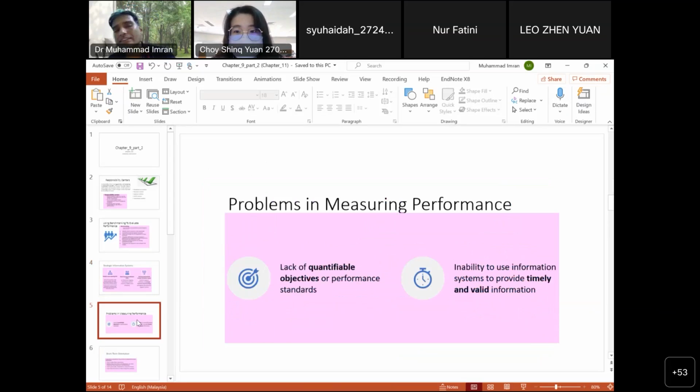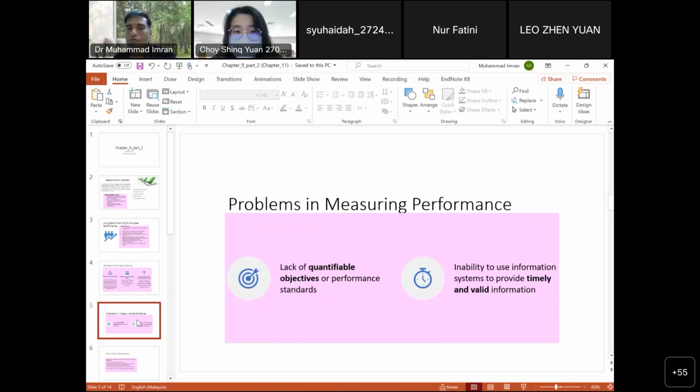Okay, the next slide is about some of the problems in migrating performance. Number one is lack of quantifiable project objectives or performance standards. We cannot maintain a standard. We cannot quantify the objective. We must quantify objectives, maybe in percentages or numbers. Okay, these two objectives we must achieve at 50%, 60%, right? If we don't have that, we cannot measure the performance. Convert it into numbers, then we can see, okay, this number we achieved, and this number we left, which we have to achieve next time, or we have to minimize the gap.